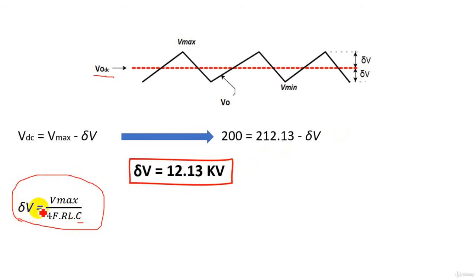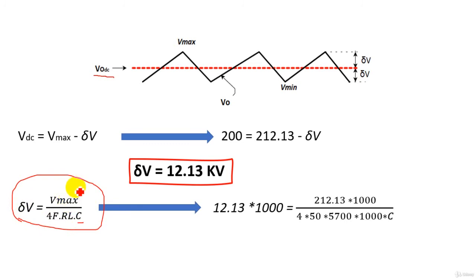This equation says that delta V equals the maximum voltage over 4 f R_L C. As we see, the ripple voltage in the full wave rectifier circuit is reduced to half compared to the half wave rectifier circuit. So by substituting with the maximum voltage, the frequency, the resistance, and also the ripple voltage, we can obtain the value of the capacitor. The ripple voltage is 12.13 kilovolt. The maximum voltage is 212.13 times 1000 volt, the supply frequency is 50, and R_L is 5700 ohm, and we have the value of the capacitor to be determined.